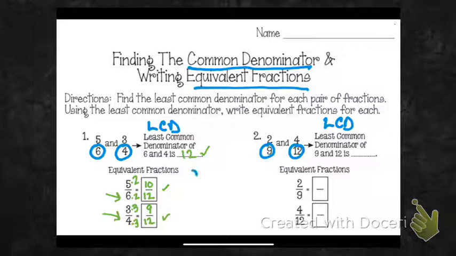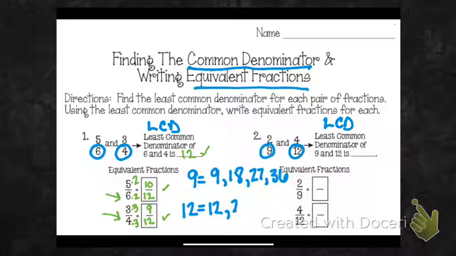So if you need to list those multiples out, write that down. So 9 times 1 is 9. 9 times 2, we get 18. 9 times 3, 27. 9 times 4, 36. I'm going to stop there because I don't have much room. Multiples of 12. 12 times 1 is 12. 12 times 2 is 24. 12 times 3 is 36.